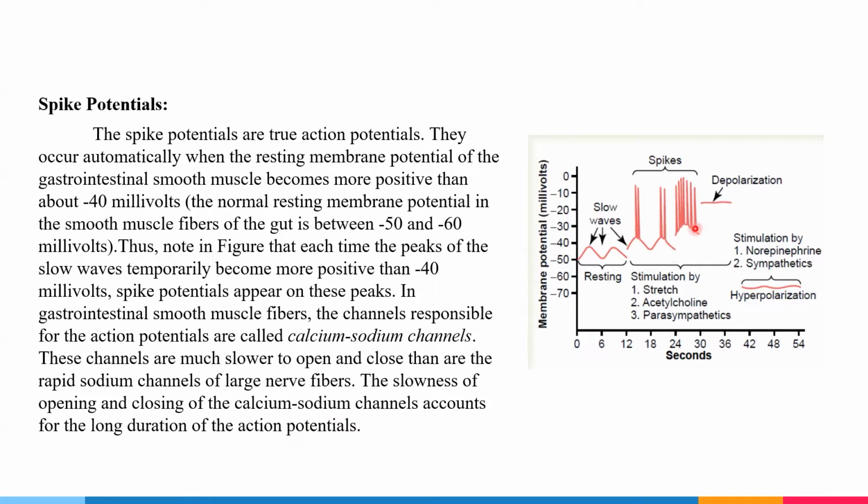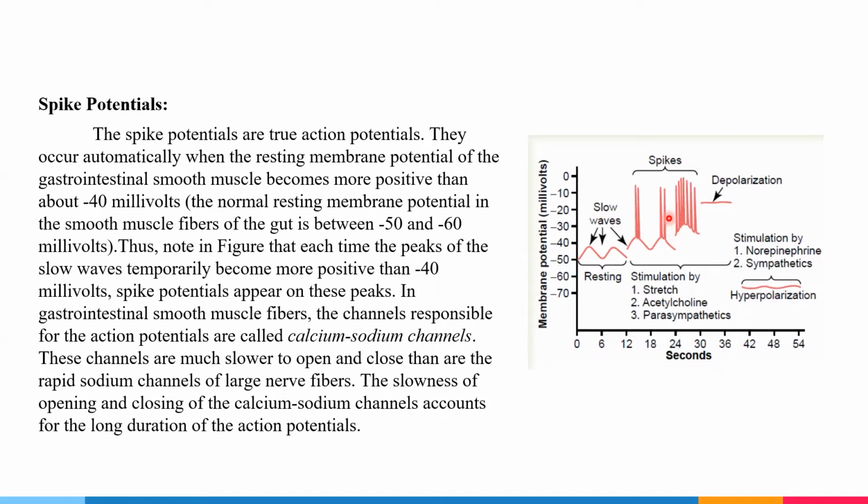The spikes are divided into three parts in this particular plot, in which first is stimulation by stretch, that is the stimulation of the gastrointestinal wall when the gastrointestinal wall muscles are stretched. The second is stimulation by acetylcholine, which is more or less similar. And finally, we have stimulation by parasympathetics, that is the parasympathetic nervous system, which helps along the digestion path.